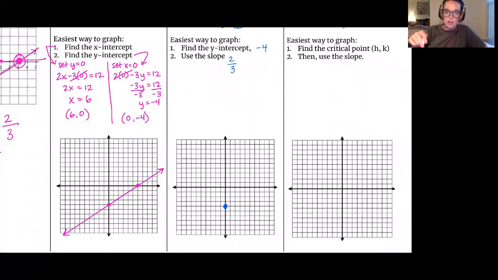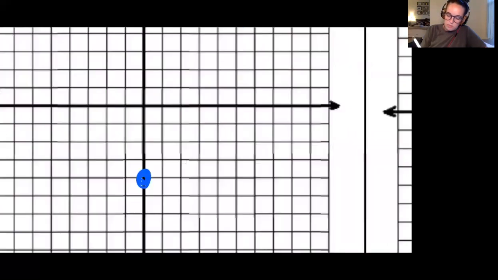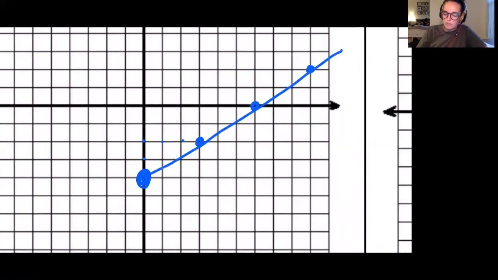And then the slope is +2, run of 3. So I'm going to go up 2 and over 3, put a point, up 2 over 3, put a point, up 2 over 3, put a point. So I have that point there. And then once I have those points, I can draw my line straight through them, all the way to the edge, put an arrow.